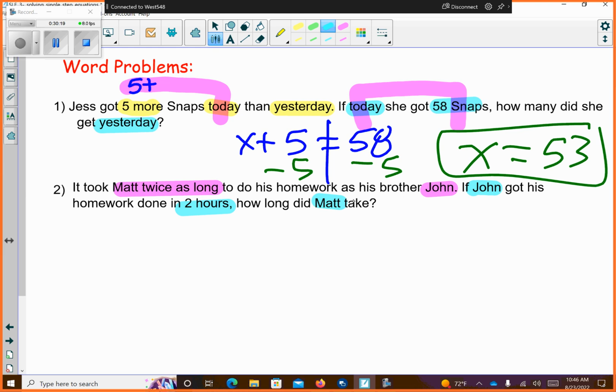Okay. Now, we've just highlighted some stuff. I'm not writing anything down for a second. First thoughts. Matt took twice as long to do something. Okay, times. So Matt took twice as long. So Matt takes longer than John. Agree? John got it done in 2 hours. Matt takes twice as long. You think it's 4? Yeah. Wait a minute. We just did a word problem without even writing anything down. We just logically used a little thought process.